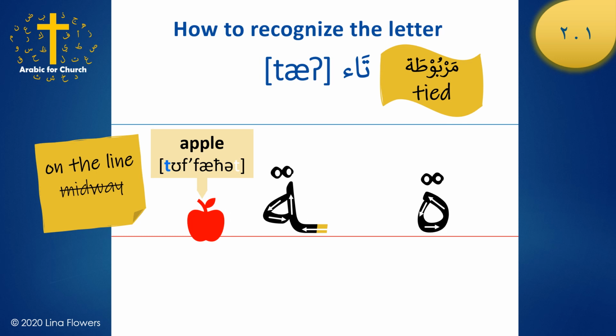There's another form of ta that you will see a lot, especially in feminine nouns and adjectives, and it's called the tied ta. Like the open ta, the tied ta, or the ta marbuta, has 2 dots, but it's shaped differently. It's shaped like a teardrop. It connects on the line with a connector this way.